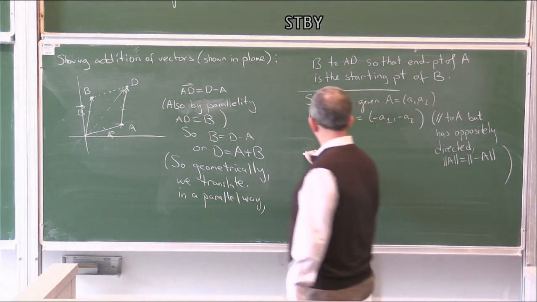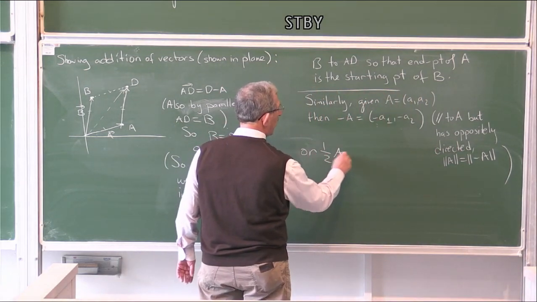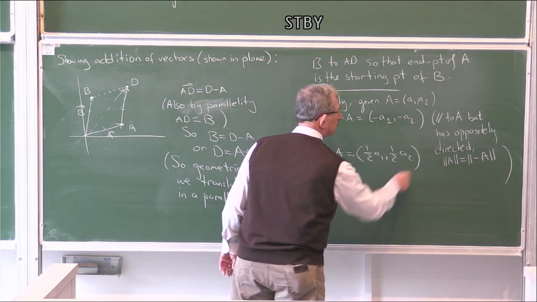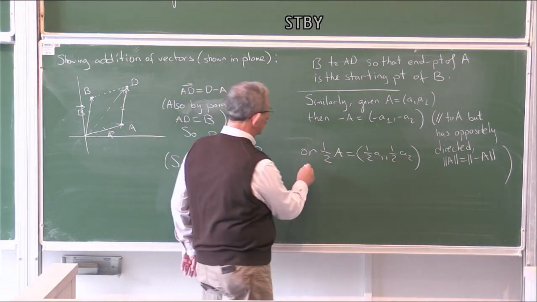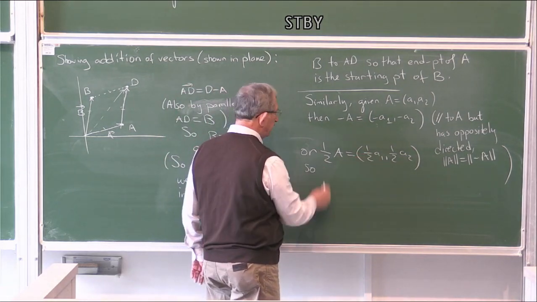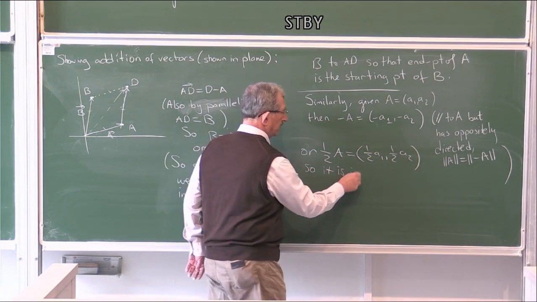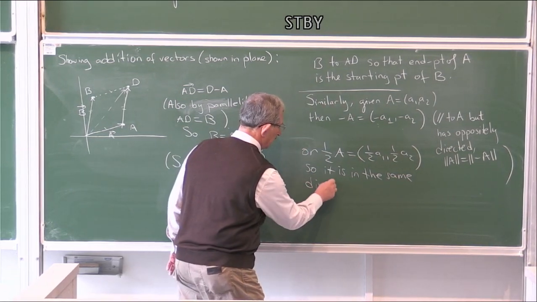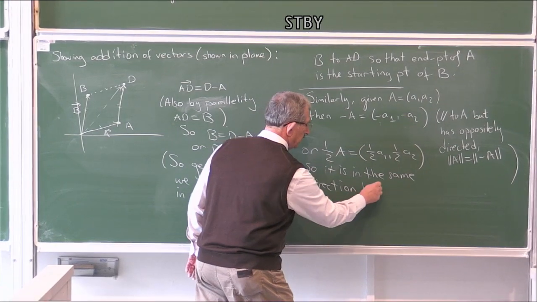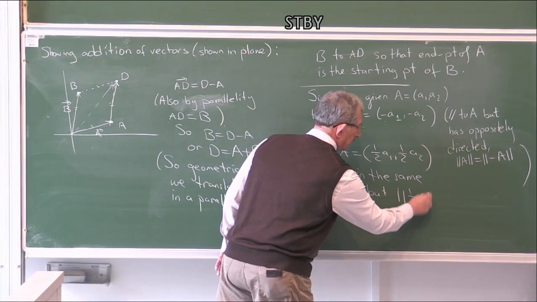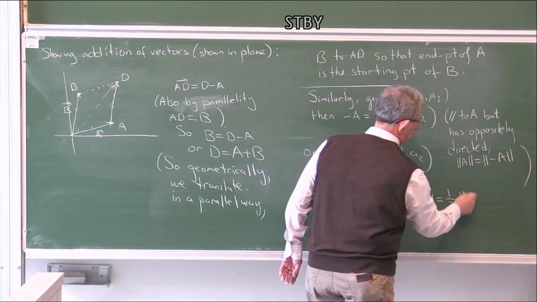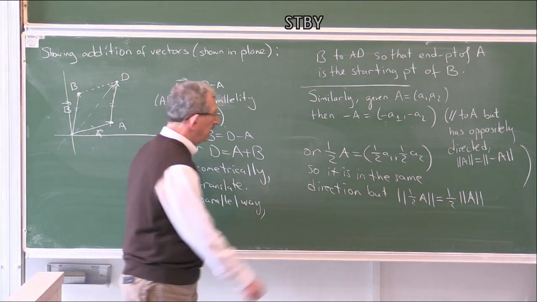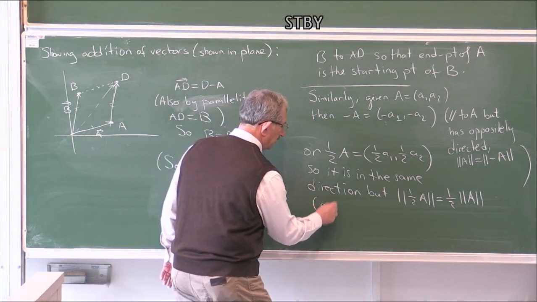Similarly, if we consider 1/2 A, this would be 1/2 A1, 1/2 A2, same in space. So it is in the same direction, but its length is 1/2 that of A. By direct calculation, one can see that. Actually, it's true for all scalars.